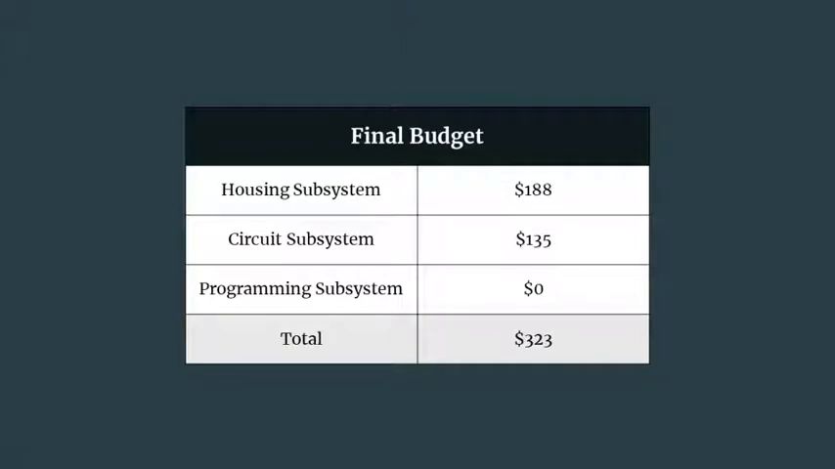So you can see our final budget was $323, distributed approximately equally between both the circuit and housing subsystems as shown. The programming subsystem used Arduino and free app development software, so it didn't require any purchasing. For a true production model, this cost would be greatly reduced as the device would be significantly smaller.